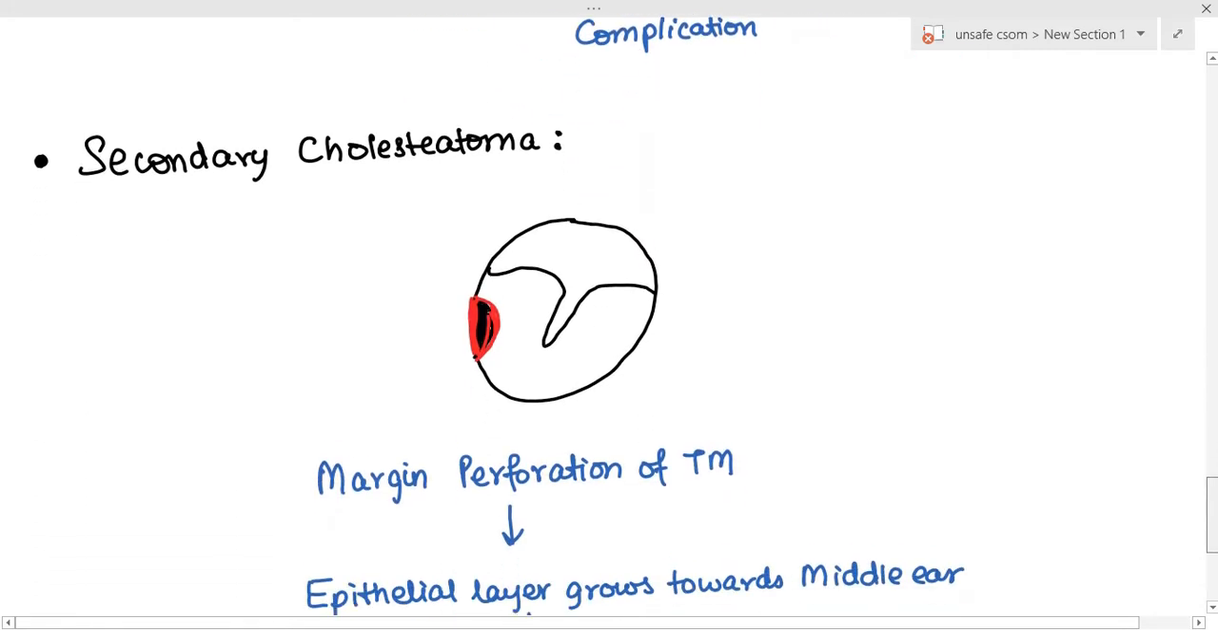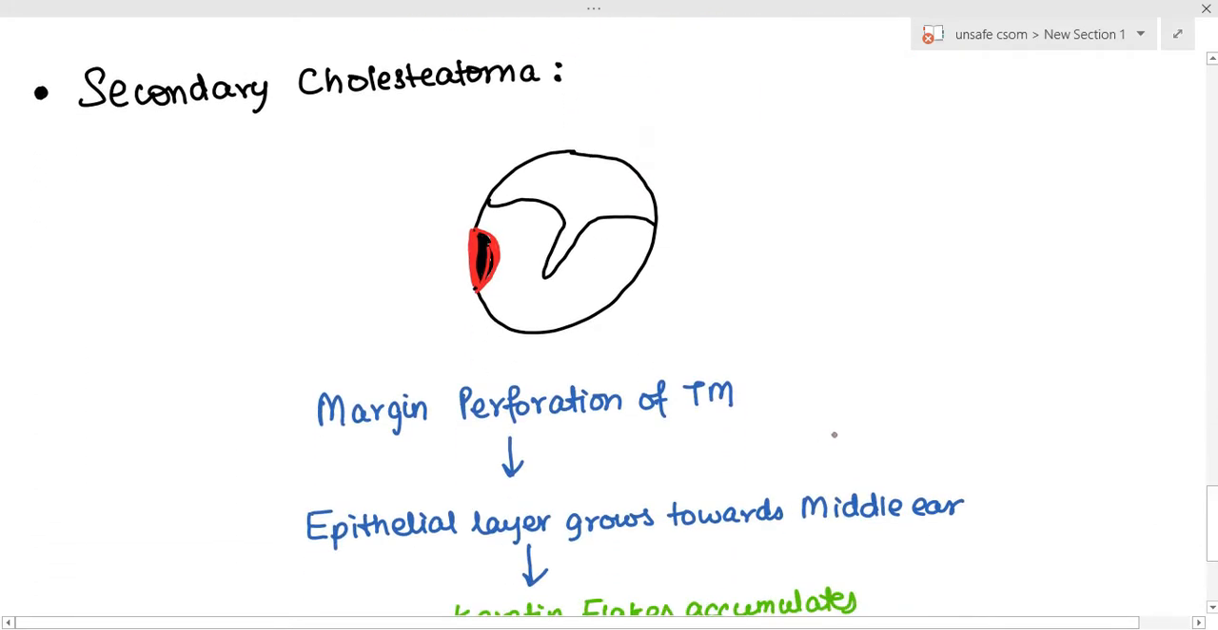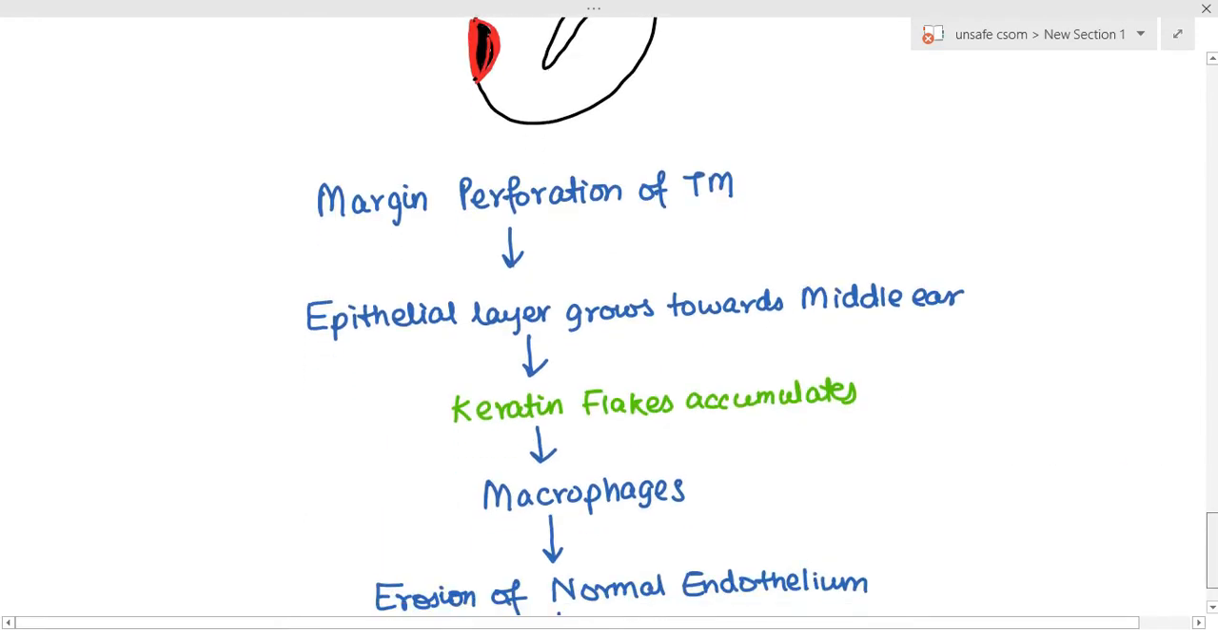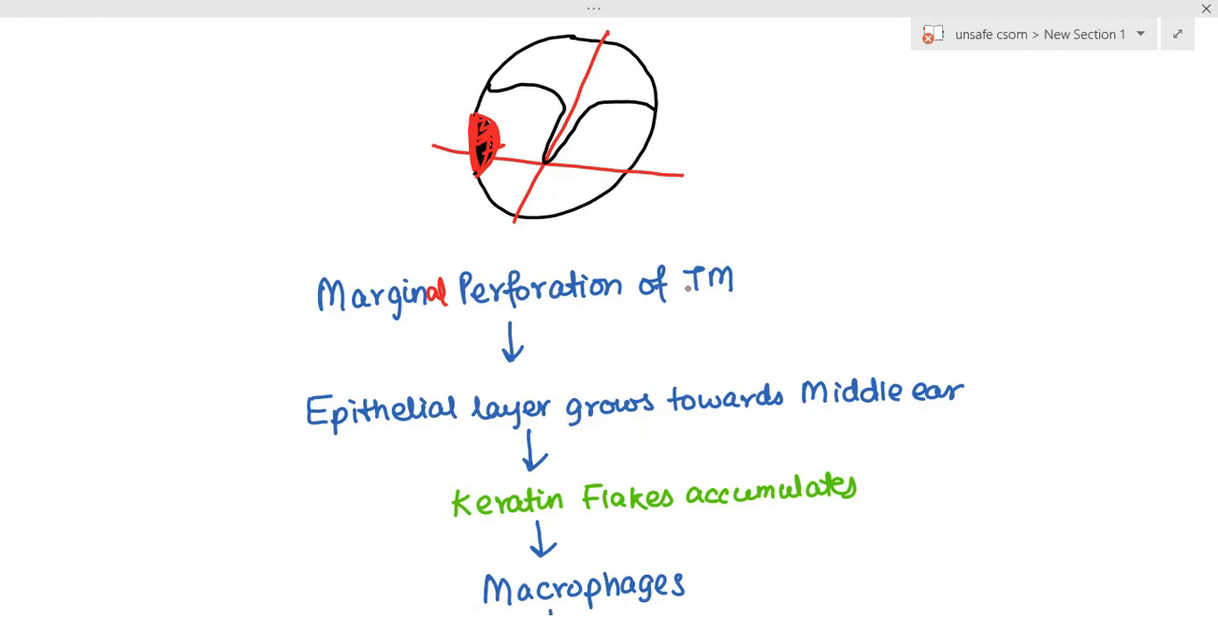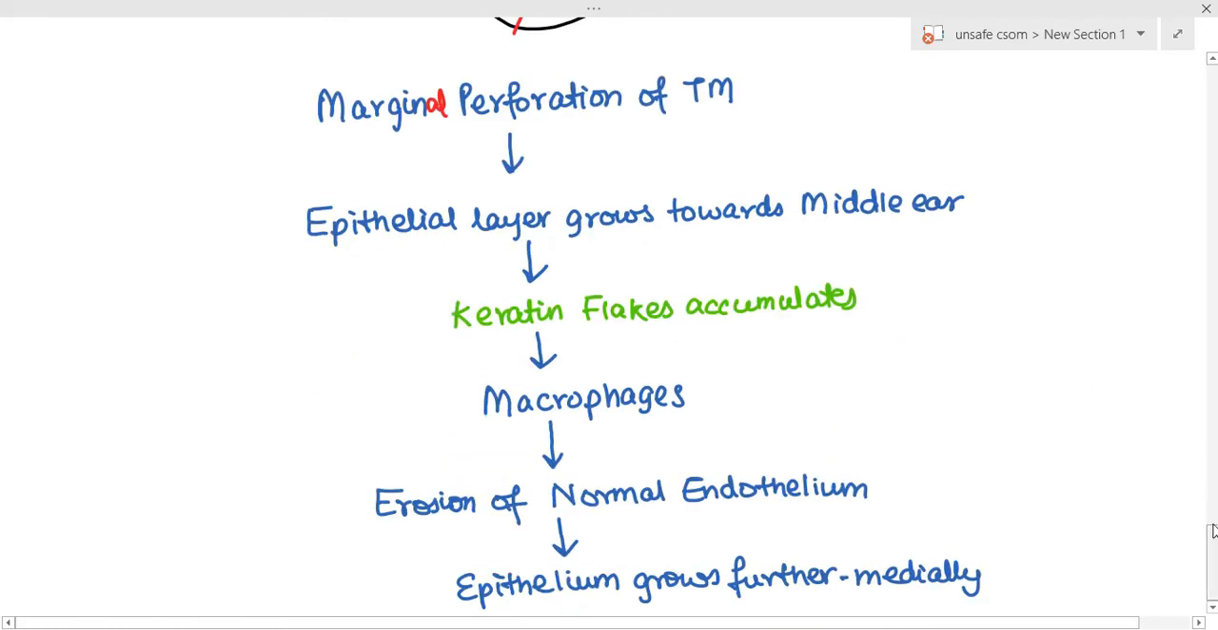Then we have secondary cholesteatoma. Now in secondary cholesteatoma, it is usually following a perforation, and the perforation is most commonly a marginal perforation, marginal perforation in the posterior superior quadrant of the tympanic membrane. Now in the marginal perforation, the fibrous layer is not present, and only two layers of the tympanic membrane are present, that is the epithelium and the endothelium. Now the epithelial layer grows inwards towards the middle ear, and along with that the keratin flakes also accumulate and go inwards into the middle ear.